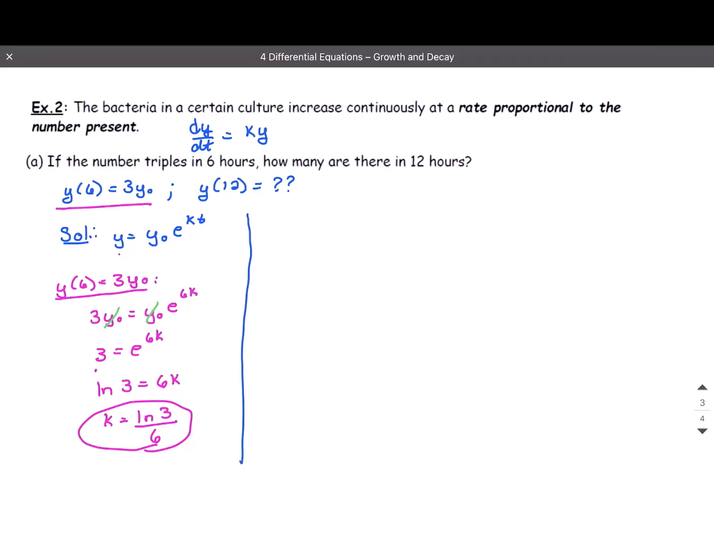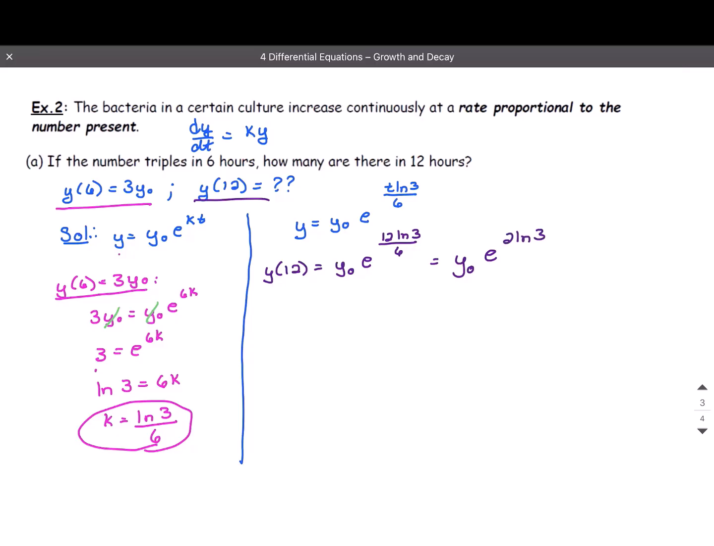So now I can take that and plug that into my solution, and I have y equals y naught e to the k times t. So that means I have t natural log of 3 all over 6 in my exponent. Wow. Now I'm supposed to find y of 12. So y of 12 would be y naught e to the 12 times the natural log of 3 over 6, which is y naught e to the 12 divided by 6 is 2 natural log of 3.